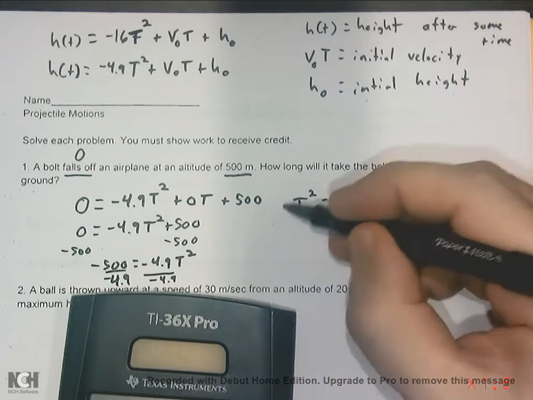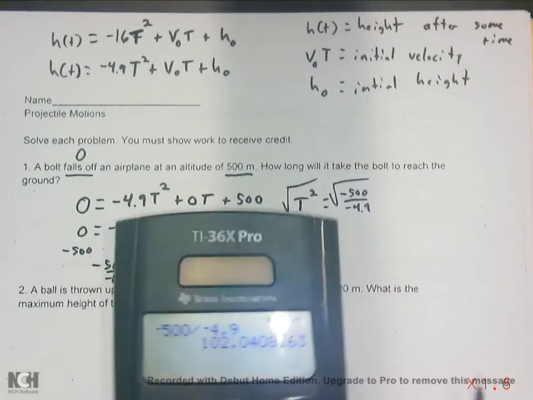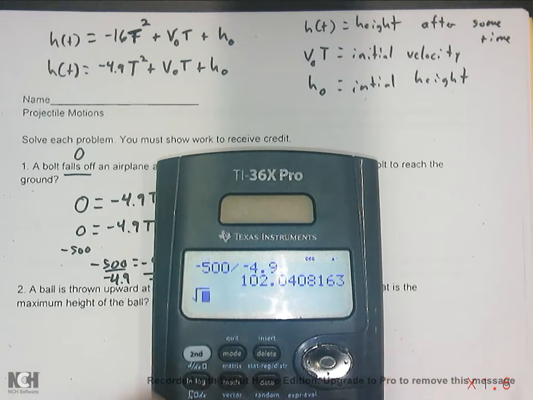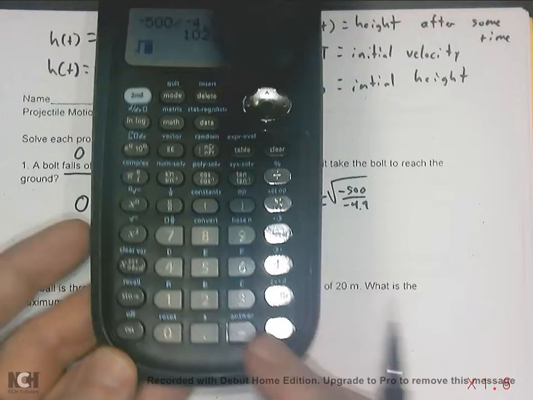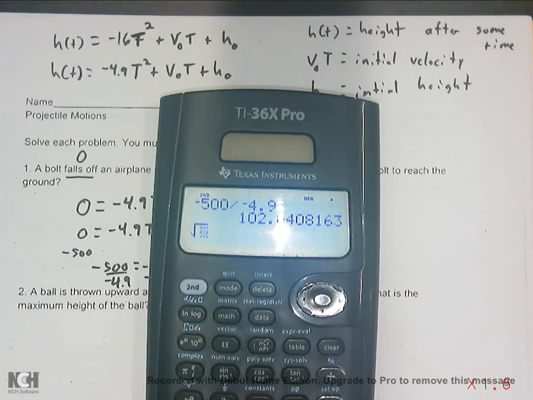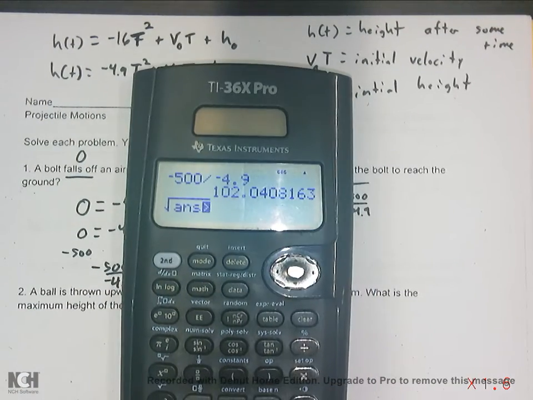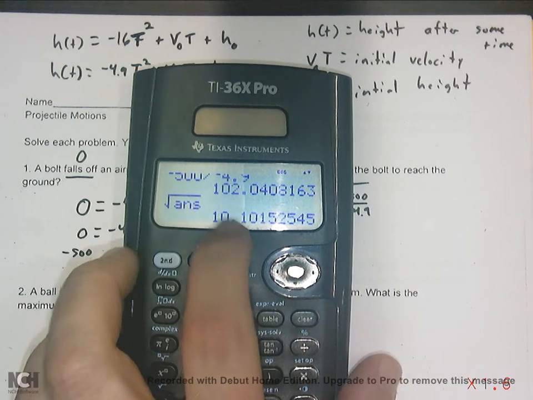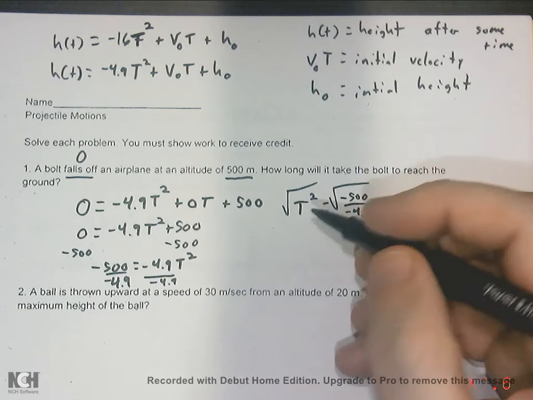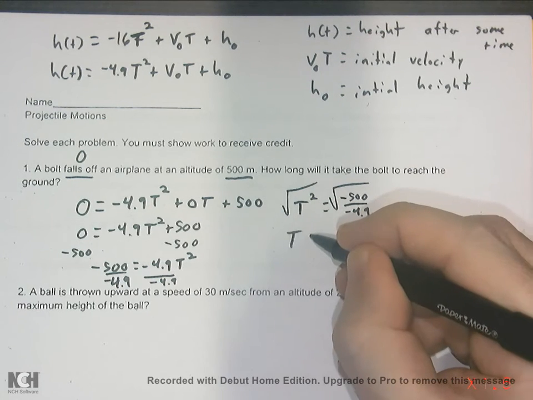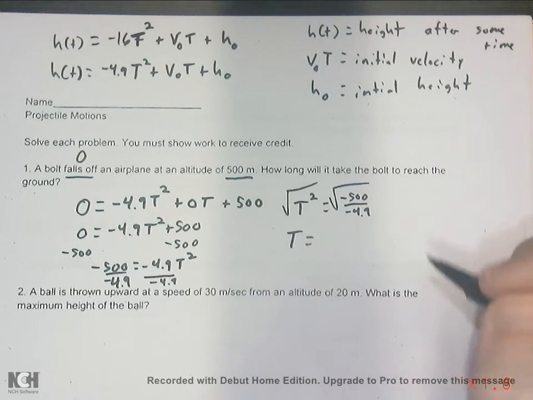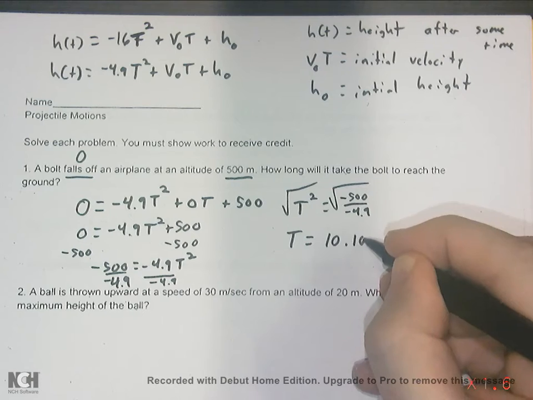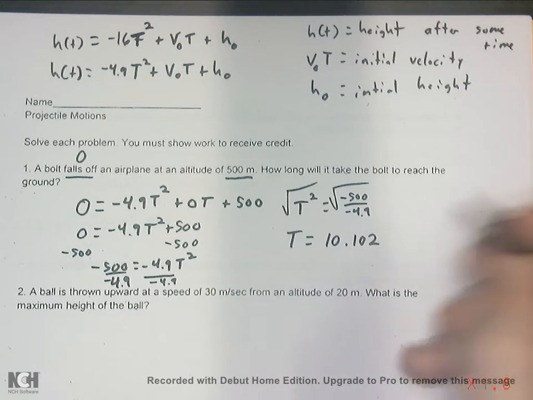And what I'm going to do now is I'm going to square root both sides. So to square root this answer that I already got, I'm going to push square root, and then there's an answer button right here. It's a second option, so I push second, and that just takes my previous answer, plugs it in my square root, and I push enter, and I get 10.1015. So that bolt that fell off that plane is going to hit the ground at about 10.0102 seconds.